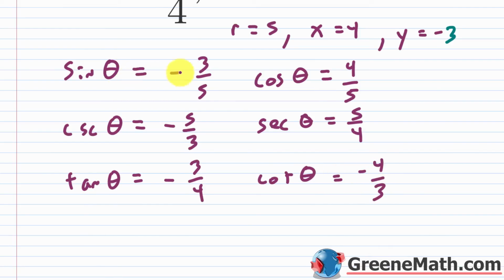So the sine of theta is negative 3/5. The cosine of theta is 4/5. The cosecant of theta is negative 5/3. The secant of theta is 5/4. The tangent of theta is negative 3/4. And the cotangent of theta is negative 4/3.